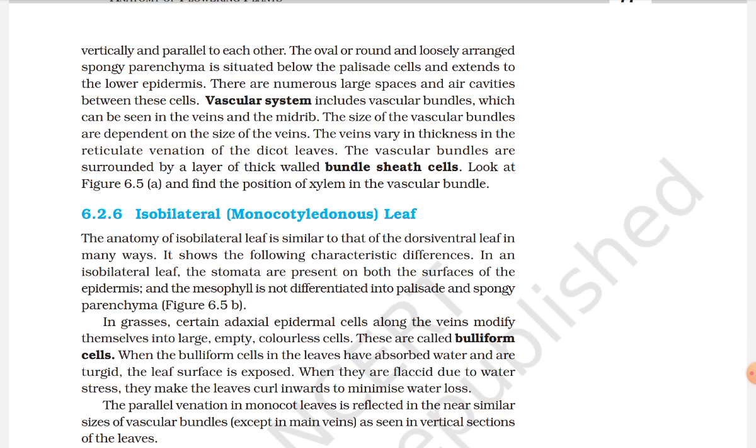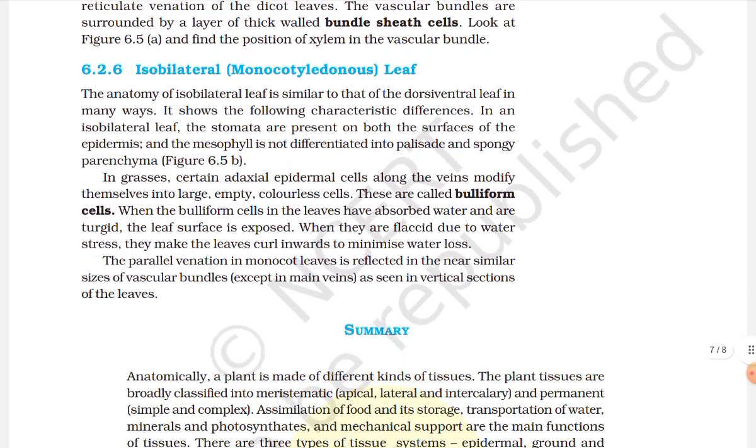Vascular system includes vascular bundles which can be seen in the veins and the midrib. The size of the vascular bundles is dependent on the size of the veins. The veins vary in thickness in the reticulate venation of the dicot leaves. The vascular bundles are surrounded by a layer of thick-walled bundle sheath cells. Look at figure 6.5a and find the position of the xylem in the vascular bundle.